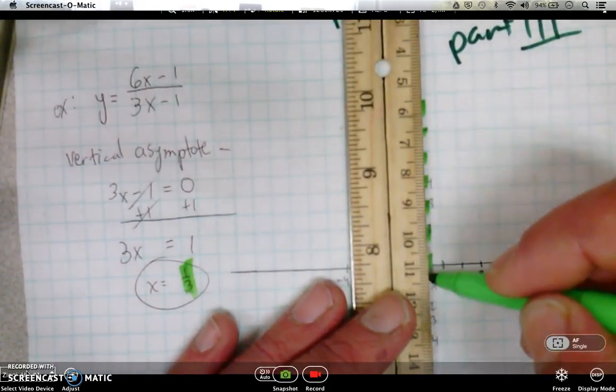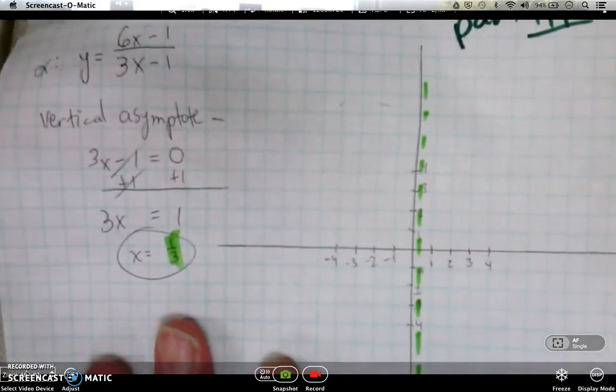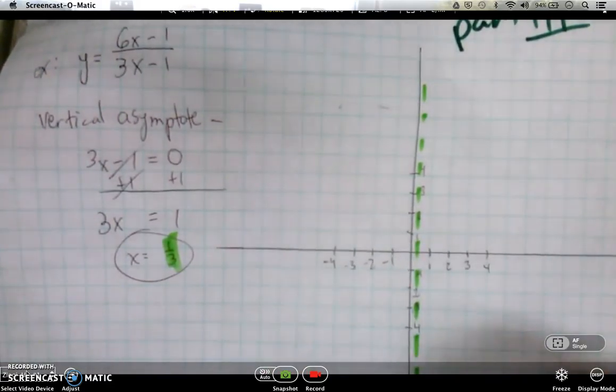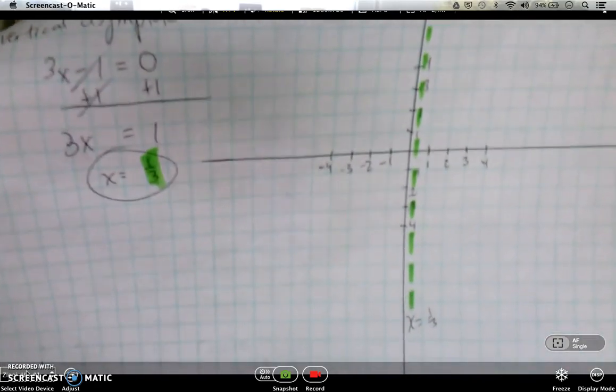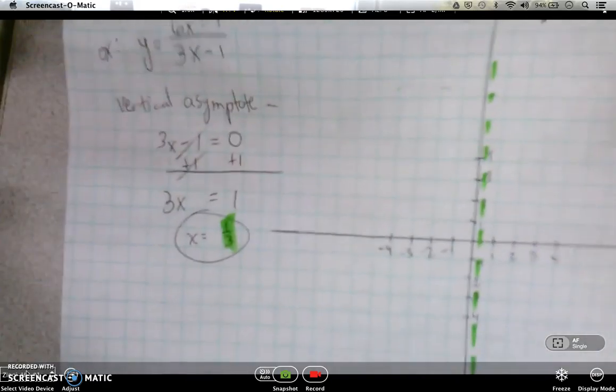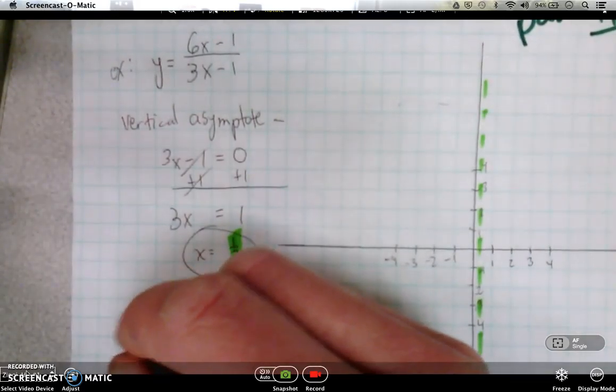Okay, as mentioned in the previous ones, we're not going to be able to cross that vertical asymptote. So this is critical. We got to know where that is. And that's going through 1/3. x equals 1/3. There it is. That's the vertical asymptote. Second, we need the horizontal asymptote.